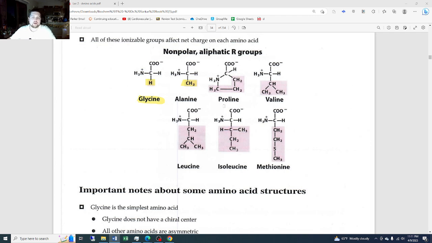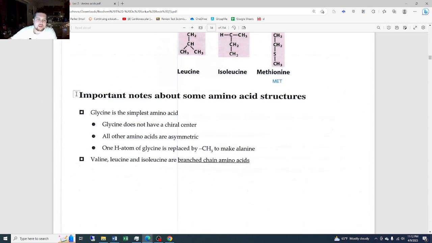I'd recommend writing these out a couple of times. These also all come with three-letter abbreviations. Remember, proline is Pro, methionine is Met, isoleucine, I believe, is Ile something. I don't quite remember all of the three letters, but you'll start to see those pop up later on. It's good to make a nice little chart with all of those in there.